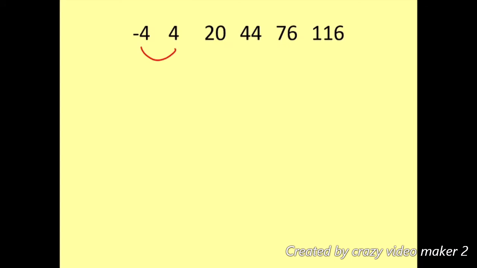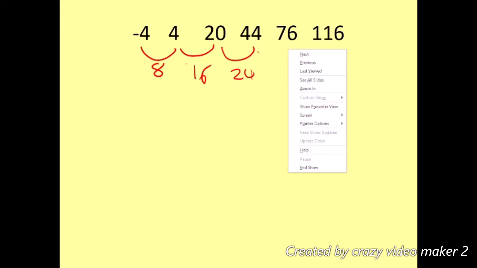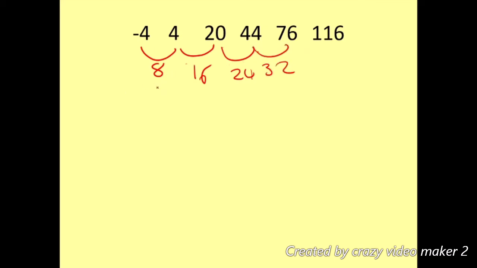All the same as before. My difference there is 8. My difference here is 16. My difference here is 24. Let's do one more. So 76 minus 44 is 32. And then I'll do my difference again. That one there is 8. This one here is 8. And that one there is 8. Oh, so that's nice. And then I know it's got a second level difference.